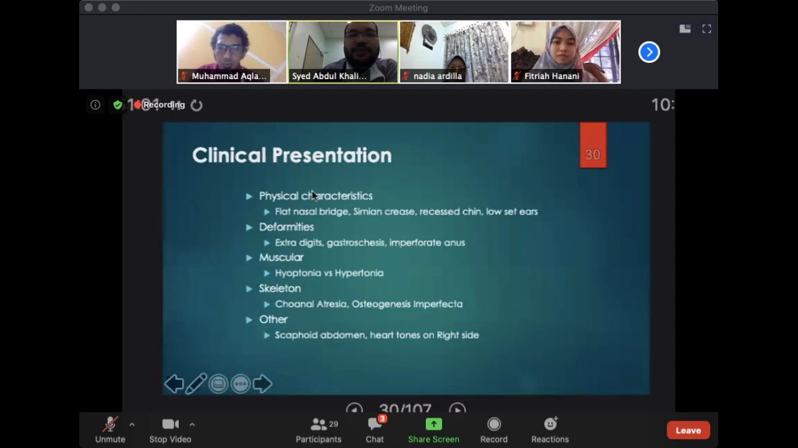Okay, sometimes look at whether there are any syndromic features: flat nasal bridge, simian crease, single palmar crease, recessed chin, low set ears. So sometimes these are features of Down syndrome. Down syndrome is also associated with PPHN. And then are there any other abnormalities, gastroschisis, imperforate anus? Sometimes these are all associated with lung problems as well. Whether there is hypotonia or hypertonia as well.